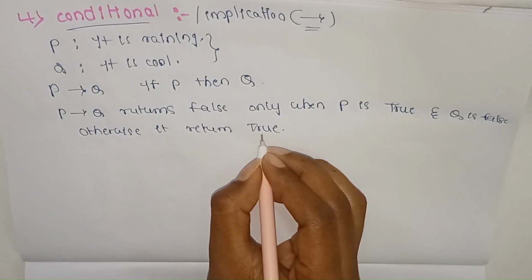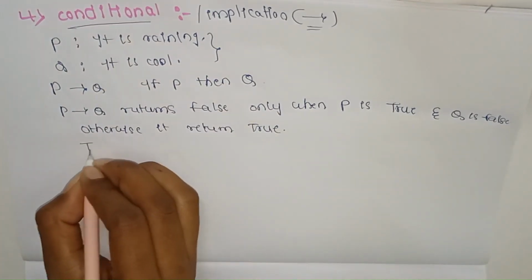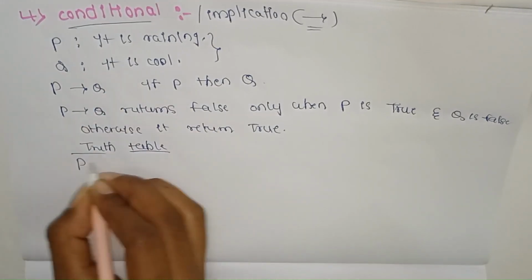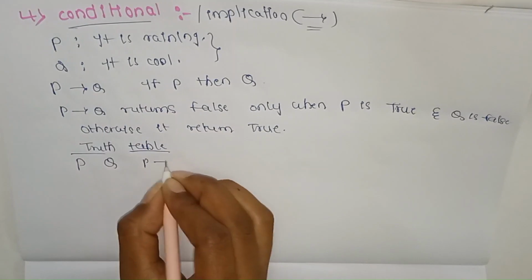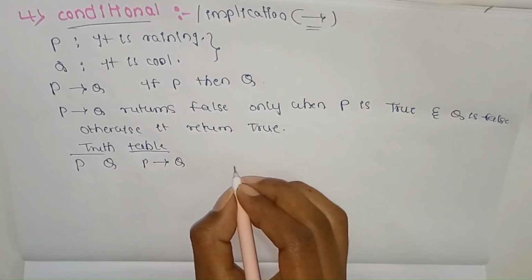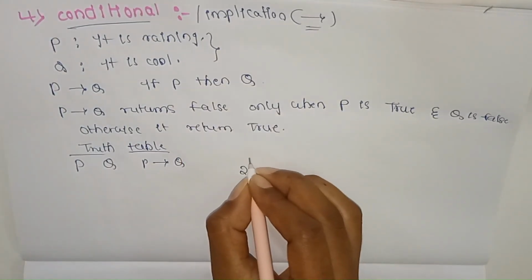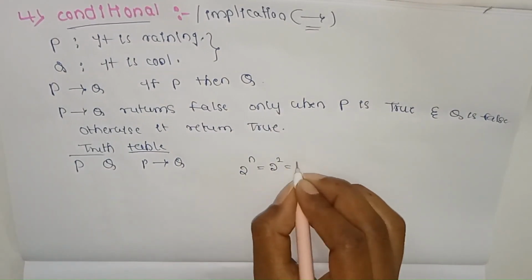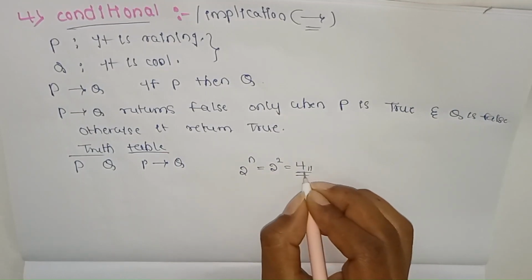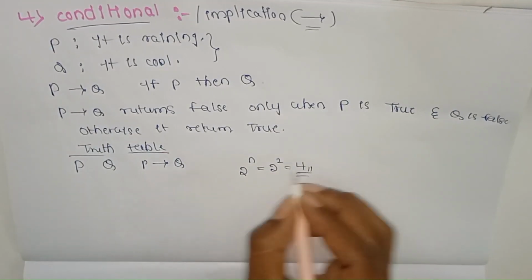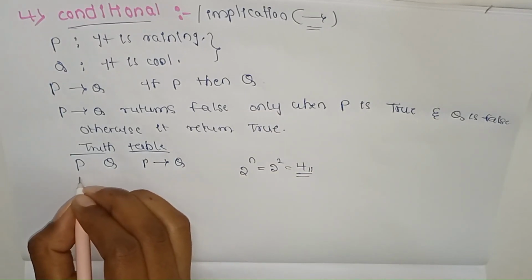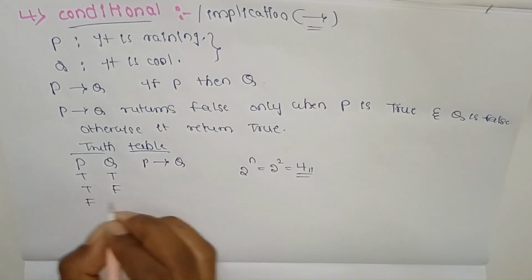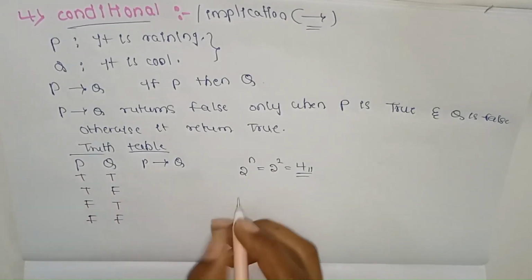Let us construct the truth table for this. We have the statements P and Q, and we are applying conditional to these two statements. So here we have two statements. The total number of possible truth values is 2 power n. Here we have two statements, so 2 power 2 is equal to 4. So 4 possible truth values are there. Let us see what they are. The combinations are true true, true false, false true, false false.